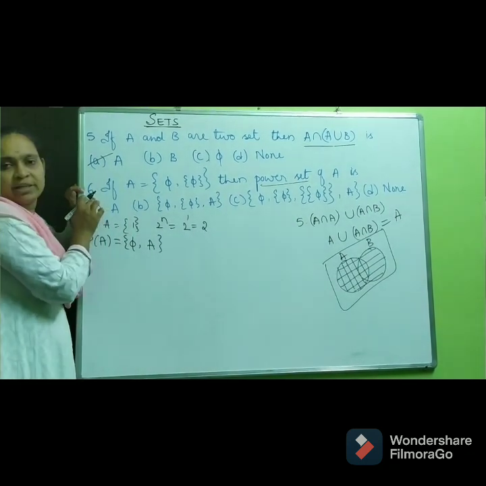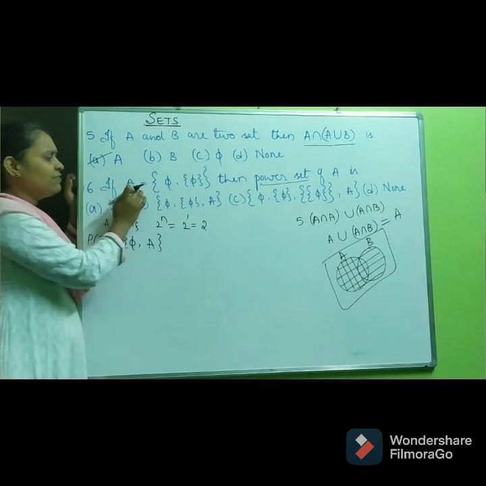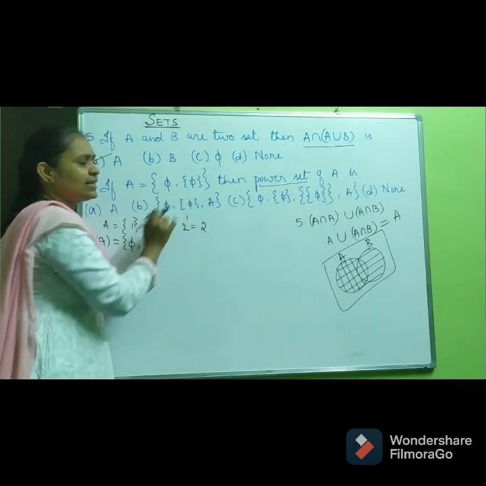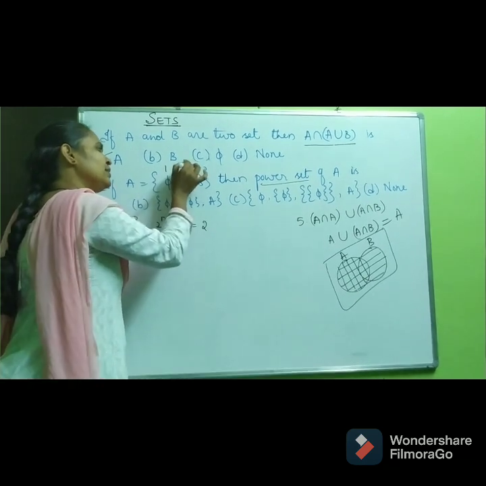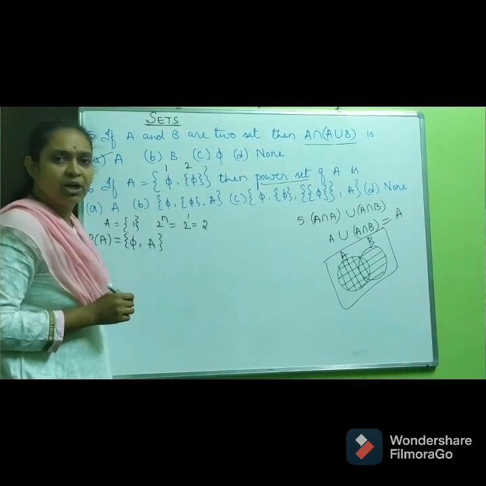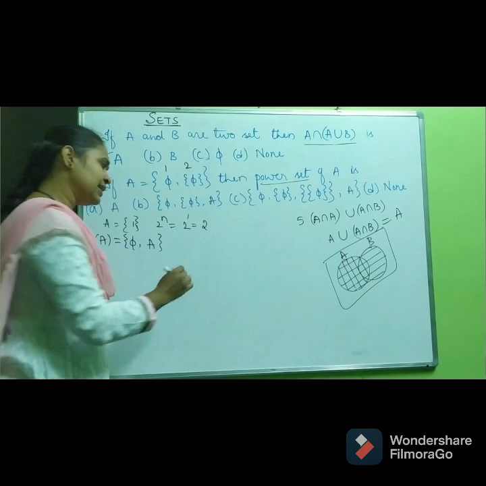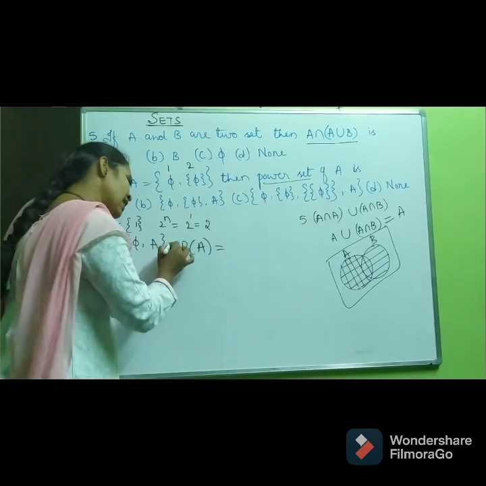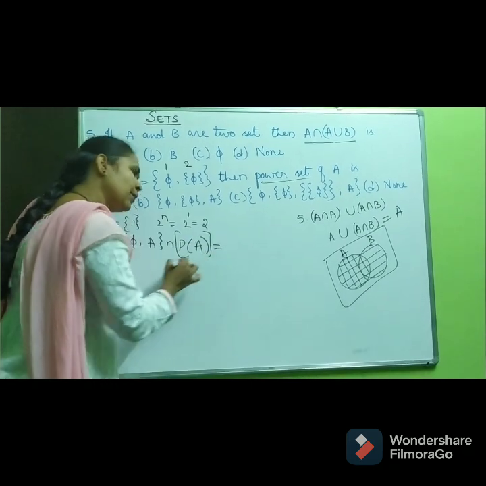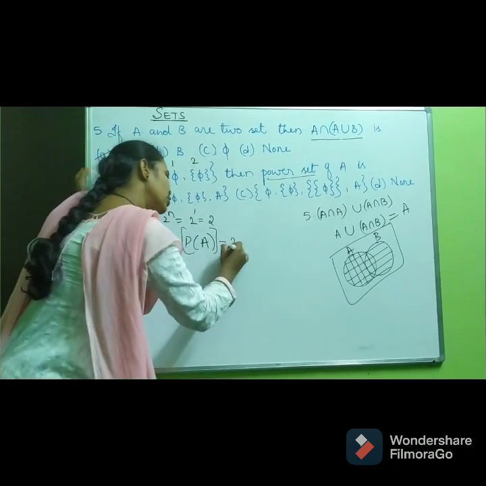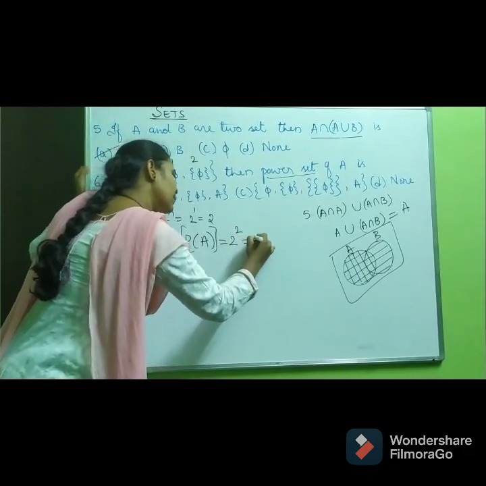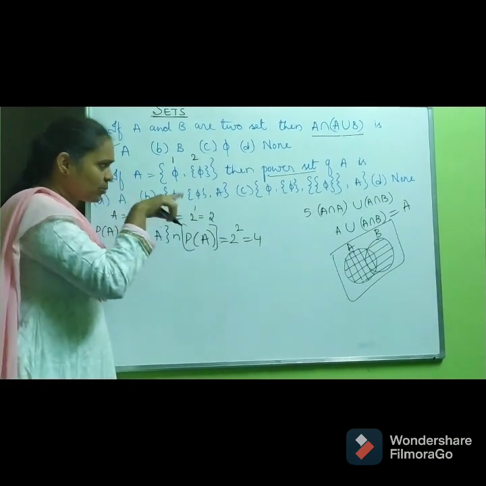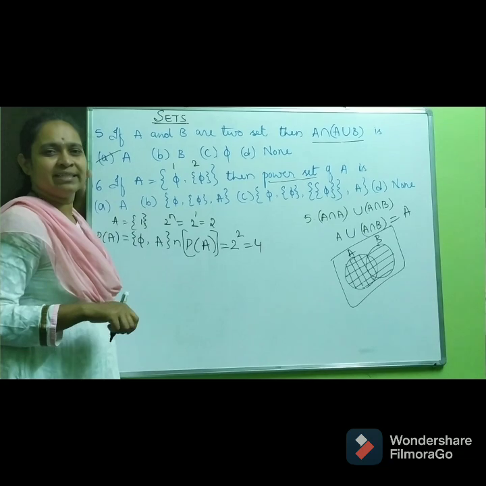Now come to the original question. What they are asking? If A is equal to this null set, set of null set, how many elements are there? 1, 2. 2 elements are there. Then in the power set, how many elements should come? I will write n of A. In the power set, how many should come? 2 to the power 2. 2 to the power 2 means what? 4. Whichever option contains 4 elements, that is our answer.